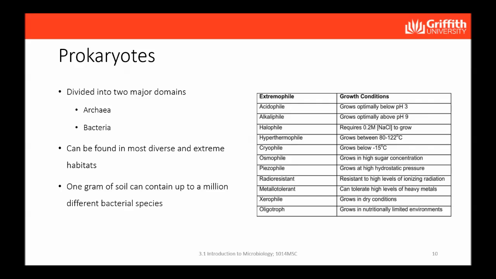There can be up to 1 million different species of bacteria in a gram of soil, and there can be around 100 million to a billion bacterial cells present in that same gram. In the human body, bacterial cells outnumber human cells by a ratio of 10 to 1, which means that our body has 10 times more bacterial cells than our own.